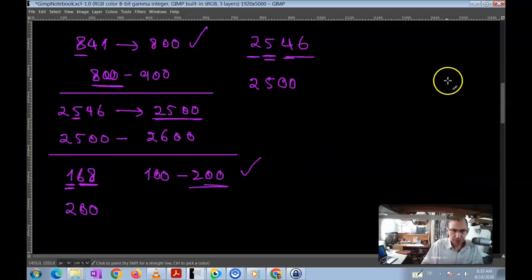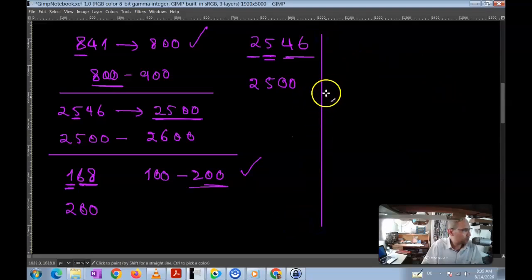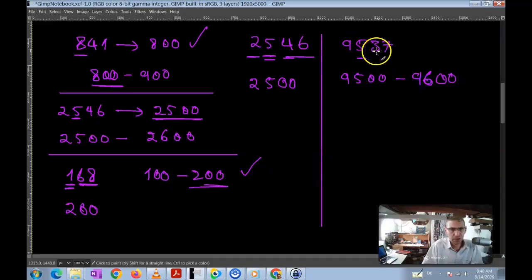Or for example, a number like 9,537, right? And 9,537 rounded to the nearest hundreds, this is a number between 9,500 and 9,600. And because it is much closer to 9,500, you will round down to 9,500, right?